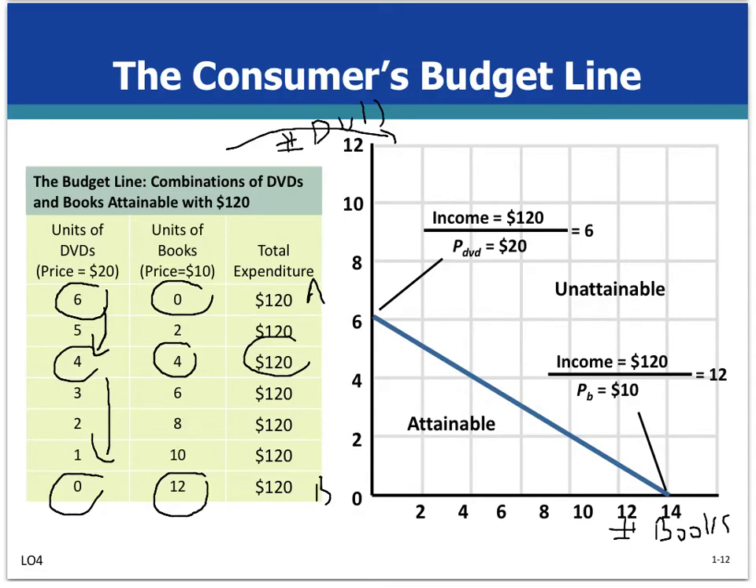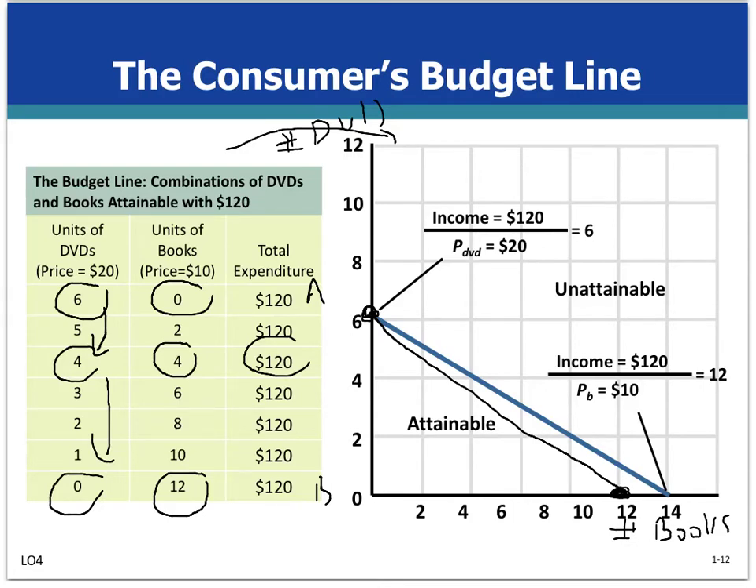Okay. And now I need, as I said, 2 points. Point A says that I have 6 DVDs and 0 books. This is the first point. And the second point is I have 0 DVDs and 12 books. As you see, this graph is drawn wrong on this slide. It has to be 12. And then combining these 2 points, you will get the budget line.